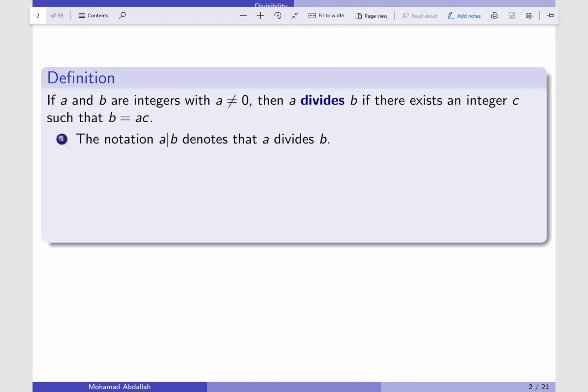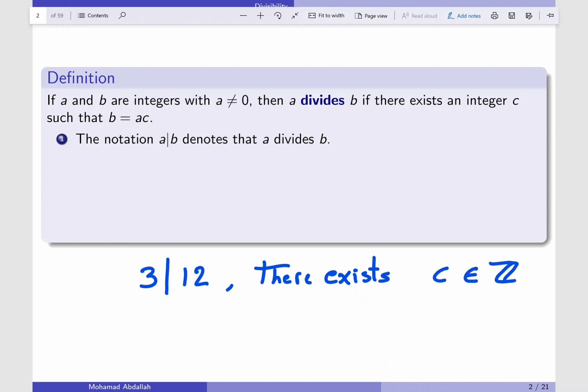So for example, 3 divides 12. The reason 3 divides 12, according to this definition, is because there exists C in Z such that 12 equals 3 multiplied by C, and we know that this C is equal to 4. So if I can find a number so that this number multiplied by A is equal to B, then I say that A divides B.